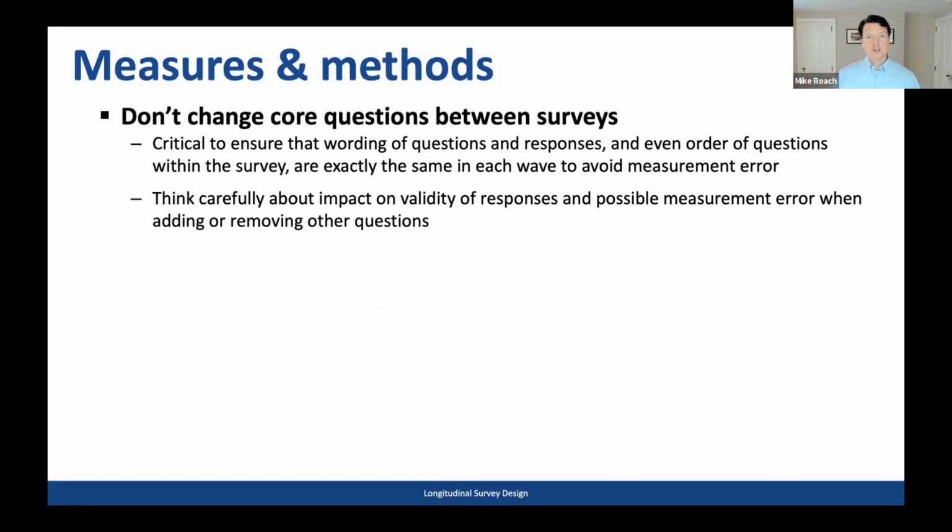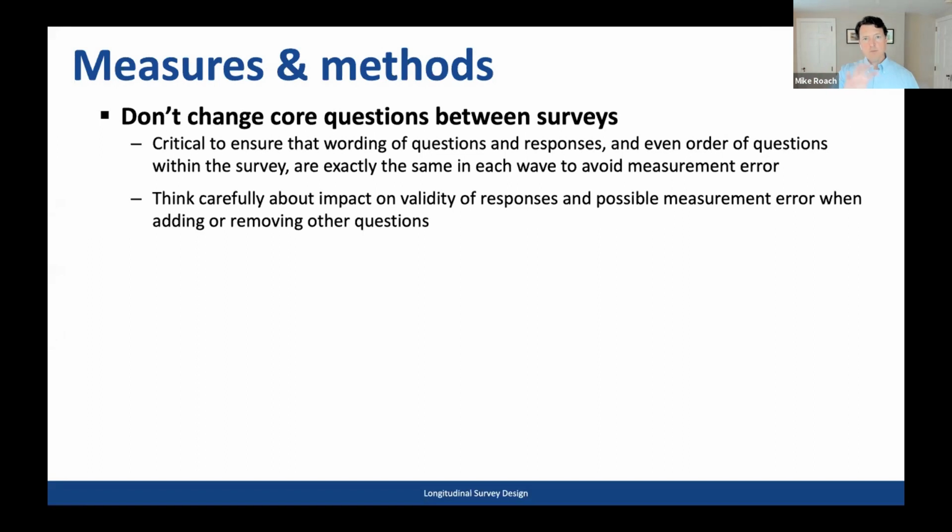So there are also issues with measures and methods. One key thing is you want to ensure that you don't change these core questions between surveys. Others have talked about the ordering of the questions and how important that can be and the way you ask these questions. But even more important here is that any small change in the order of the responses or changes of the wording or even the order of the question itself can lead to potential measurement error problems.